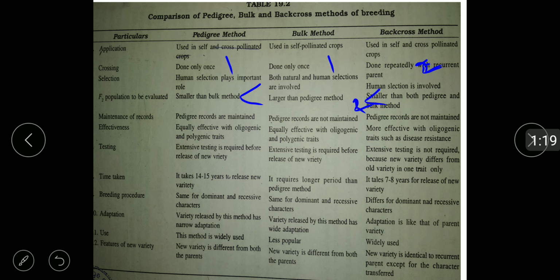And maintenance of records: in the pedigree method there will be maintenance of records, but in the bulk method there is no maintenance of records, and in backcross also there is no maintenance of records.